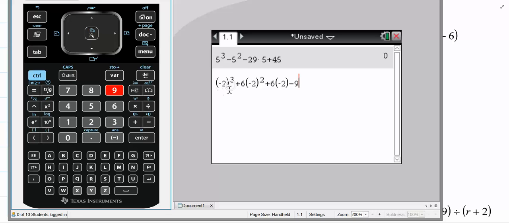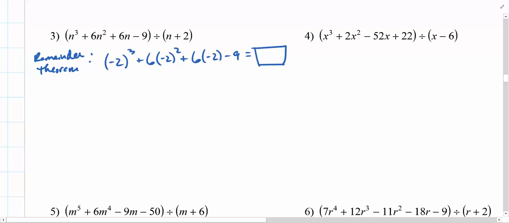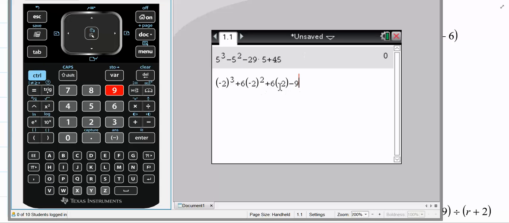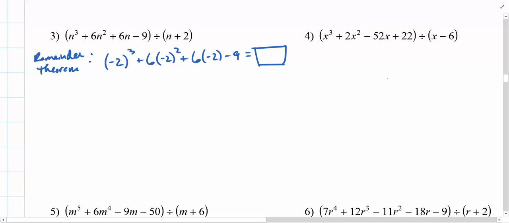So let's see what we get. Okay, so I've entered the expression into the calculator, and I'm double checking it now. -2 cubed plus 6 times -2 squared plus 6 times -2 minus 9. Okay, that looks good. And when I press enter here, this will show me what my remainder is. And this is telling me that the remainder, after I do the division, should be -5. So let's check to see if that's what we get. So I'll set up my synthetic division with a 1, 6, 6, -9, and a -2 on the outside. And now I will do the synthetic division silently.